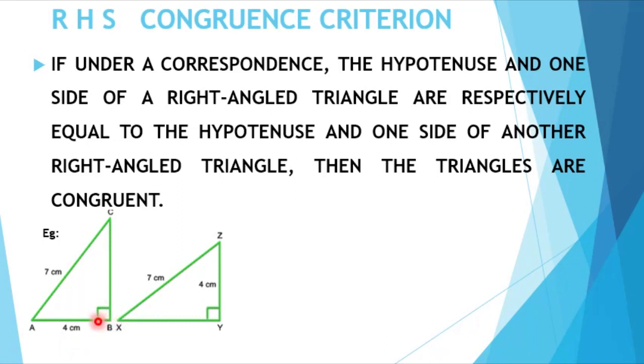So this is the right angle. The side opposite to this angle B is side AC. This is the hypotenuse. What is the measure of the hypotenuse? AC is 7 centimeter. And now look at triangle XYZ. Angle Y is 90 degree. Then what about the hypotenuse of this triangle?